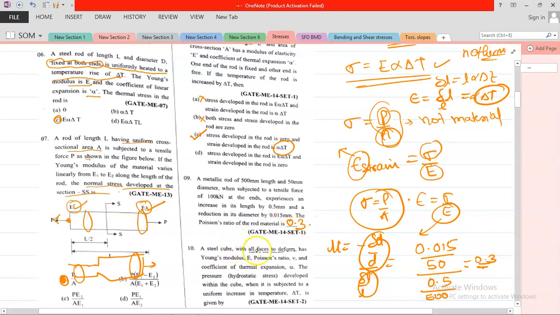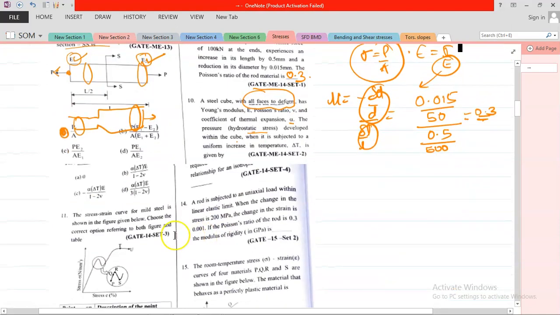A steel cube, free to deform on all faces, has Young modulus E, Poisson's ratio nu, and coefficient of thermal expansion alpha. What is the hydrostatic stress developed within the cube when it is subjected to a uniform temperature change delta T? First of all, it is given a steel cube that is free to deform on all faces, which means it is just lying on a surface. There is no constraint, hence the thermal stress will be 0. So the answer will be 0.